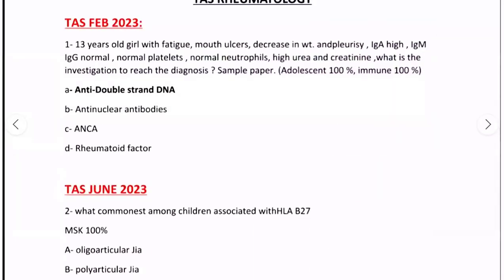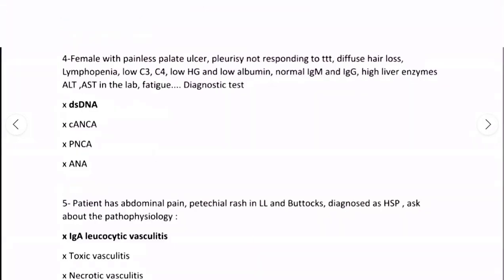Okay, next we are going to rheumatology recalls. These are very easy. We have done it, let us read it. Very easy, just four or five recalls from that.